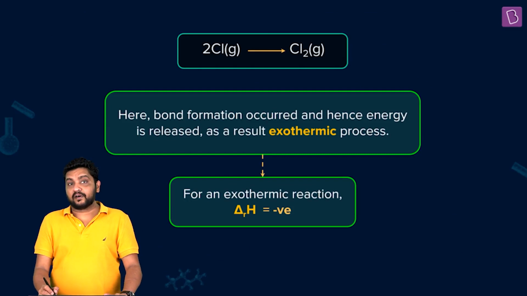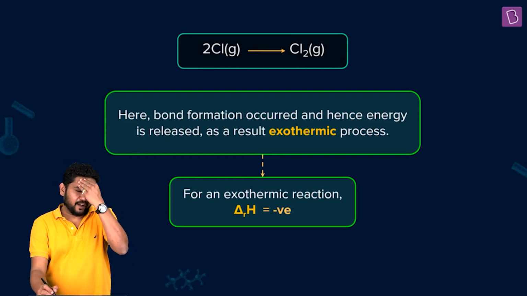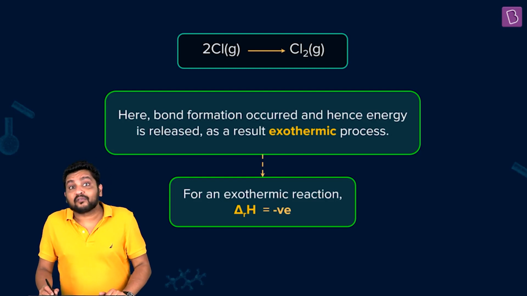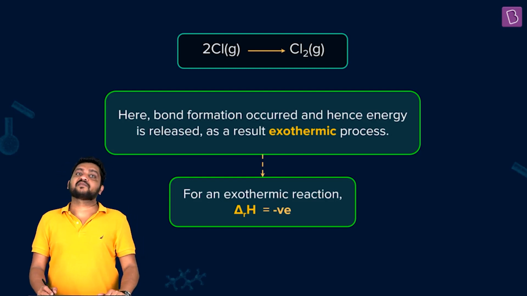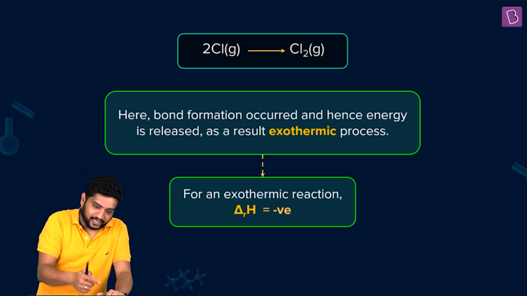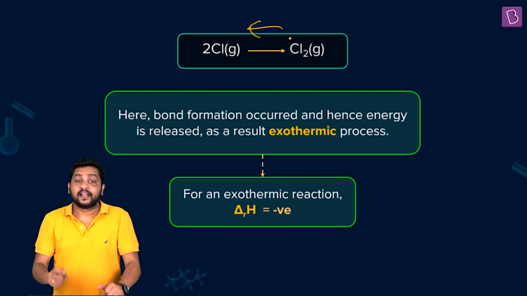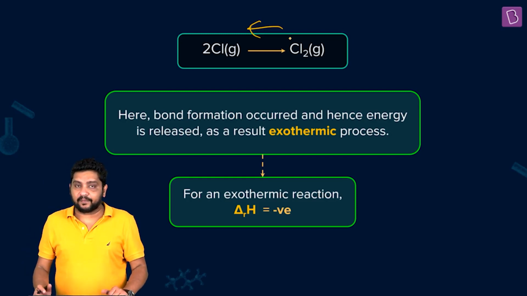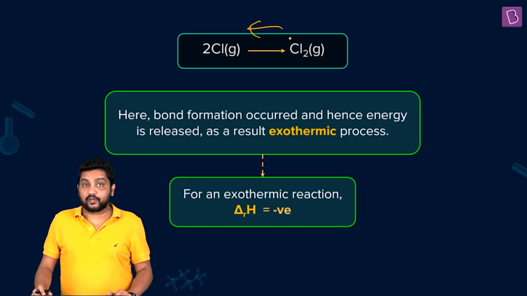Now coming to our process, what is happening here? You have chlorine atoms converted into chlorine molecule. So this is bond formation, right? Bond formation is when energy is released. In order to break a bond, if I'm looking at the reverse reaction, I would have had to give what you call your bond enthalpy, energy equivalent to bond enthalpy, for it to break down.